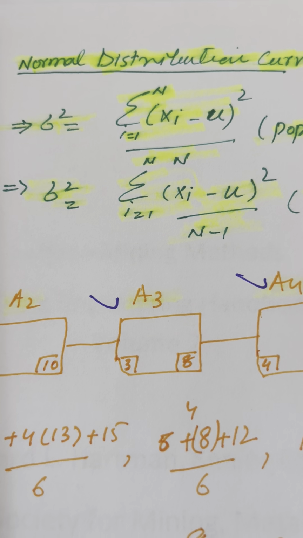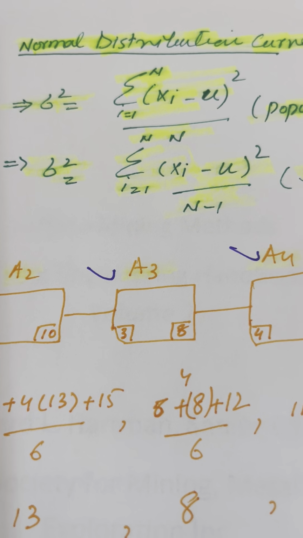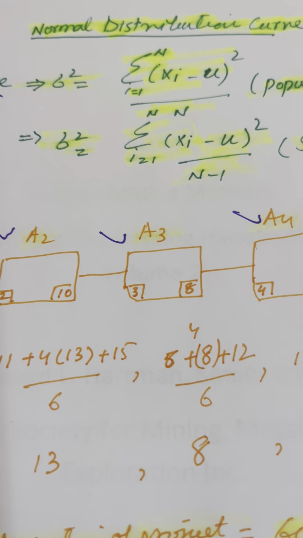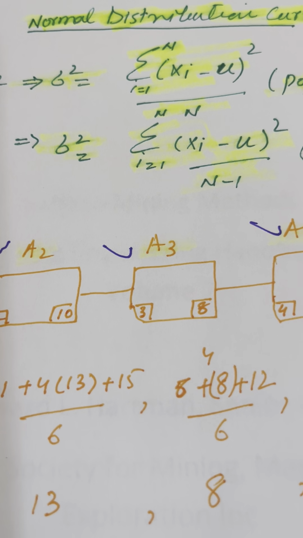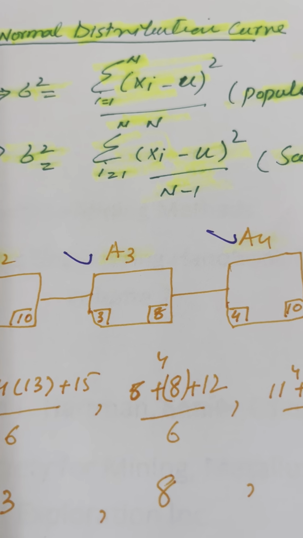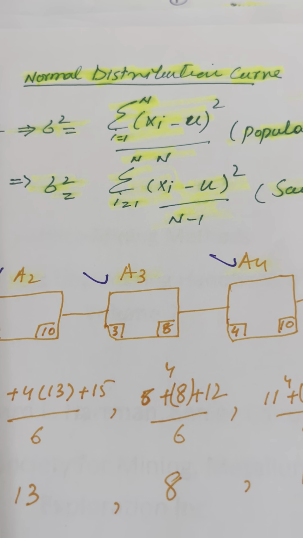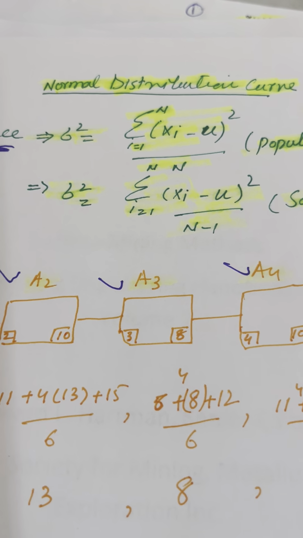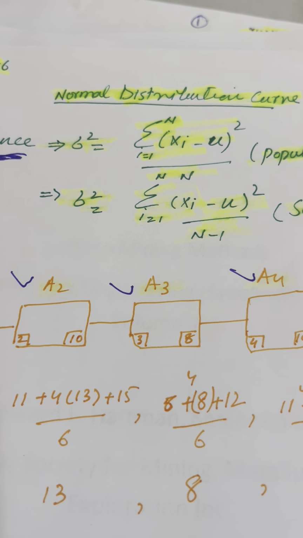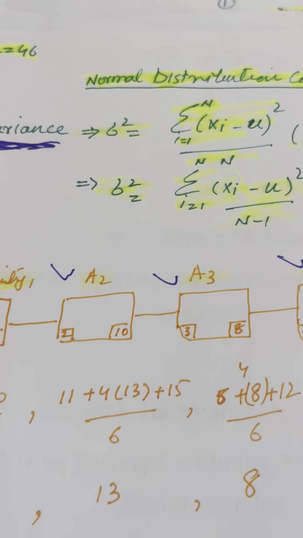And the variance for the sample is the same, but you have to divide this by n minus 1. So sigma square, the variance, is equal to the summation from i is equal to 1 to n of xi minus mu whole square, divided by n minus 1. And this is per sample. This makes the sample a little bit bigger, to make the standard deviation a little bit larger. So this is the variance we calculate.